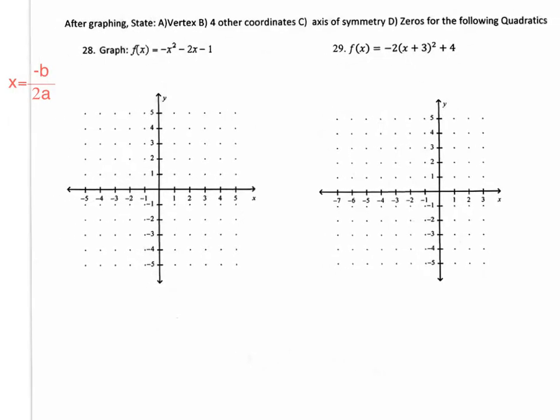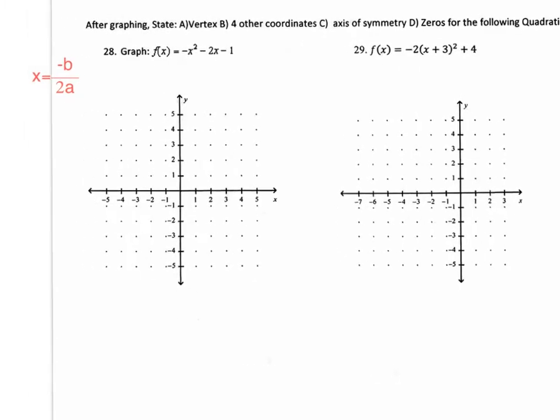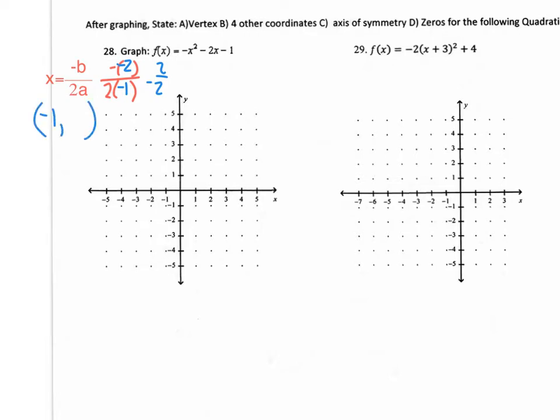And of course, the only way to get that would be to plug in your b and a values. So let's do that. Notice that I use parentheses when I plug in. My negative 2 is going to go inside the parentheses, and my negative 1 goes at the bottom. So on top I really have a positive 2, and on the bottom I have a negative 2, which means that my x value of my vertex is negative 1. So I still need my y value.